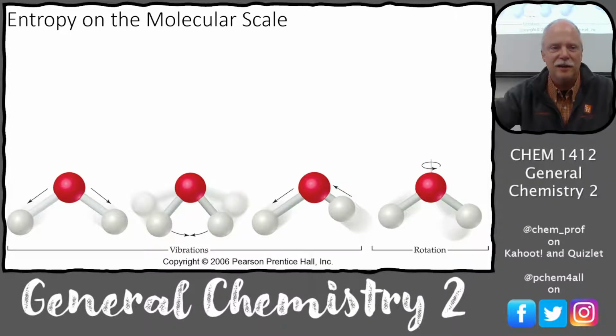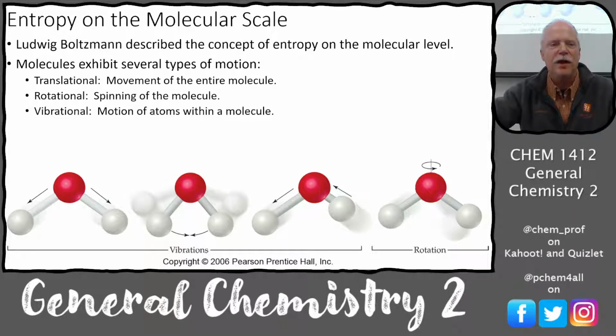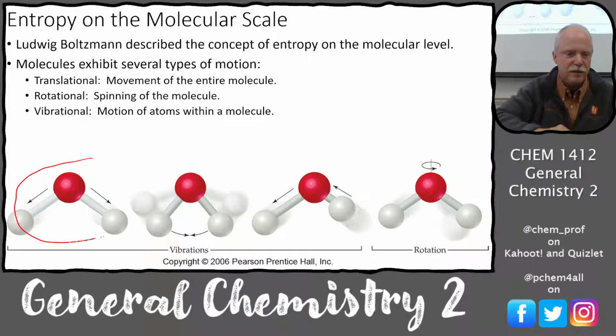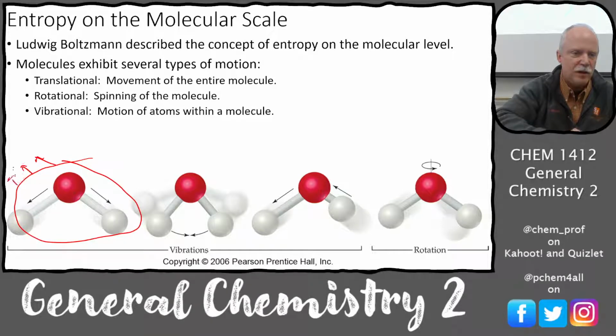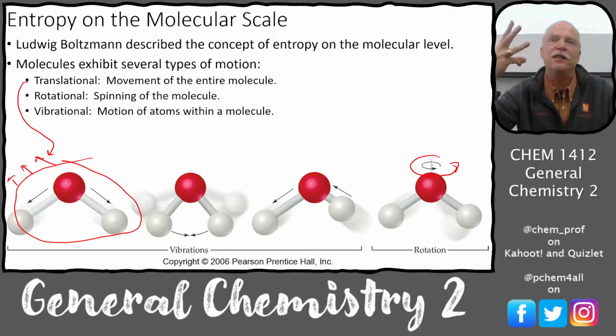So on the molecular scale, these are some of the properties that Boltzmann described using this concept of entropy on the molecular level. He said molecules exhibit different types of motions. Translation of the molecule would be the whole molecule moving in space. So if this whole molecule moves in this direction, that's translation. The whole molecule can rotate around the z-axis or the x-axis or the y-axis. So there's only 3 rotations.